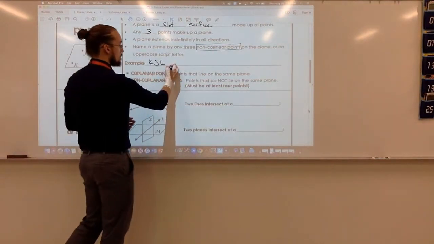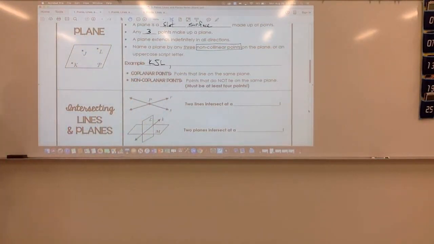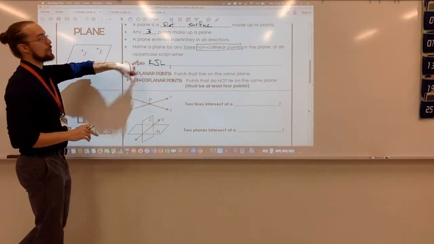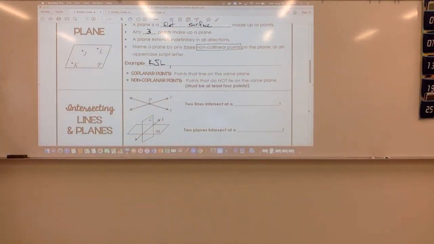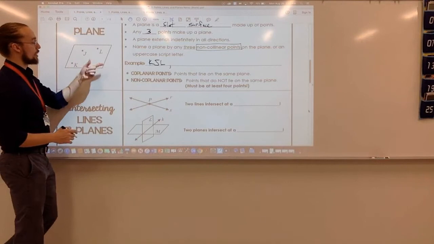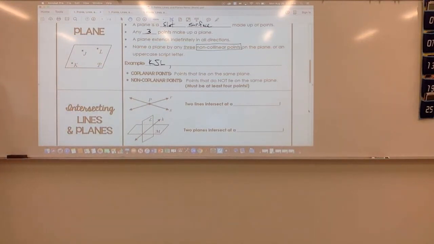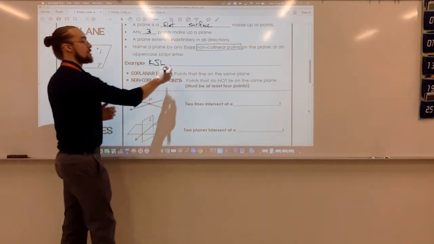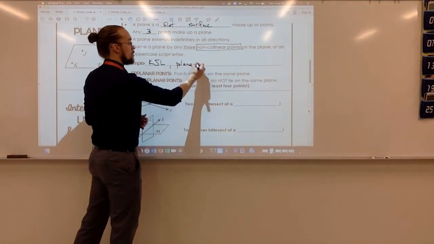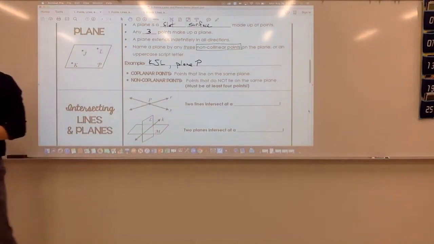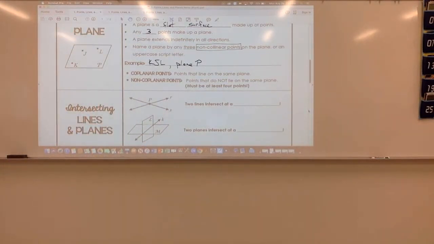There is a second way, okay, using an uppercase script letter. So to name a line, we can use a lowercase script letter. To name a plane, we can use an uppercase script letter. So here, they have an uppercase script P. So that distinction is important. We're not saying this is point P, right? That's a script letter or a cursive letter. So we would say that another way to name this would be plane P, right? Cursive or a script P.